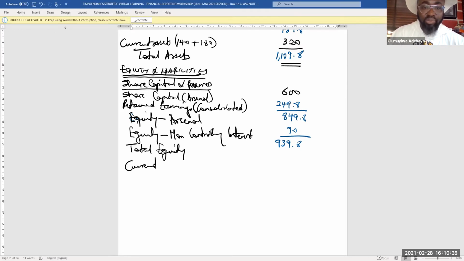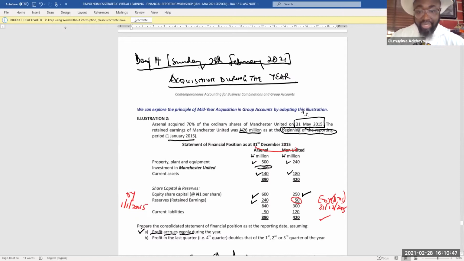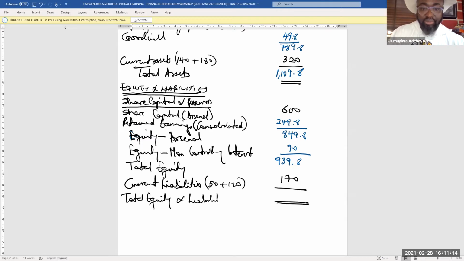Thereafter, we'll consider our liabilities, and the only group of liabilities here are current liabilities. Here we have 50 and 120, that's 170. All in all, our total equity and liabilities stood at 939.8 plus 170. That equally gave us 1109.8.